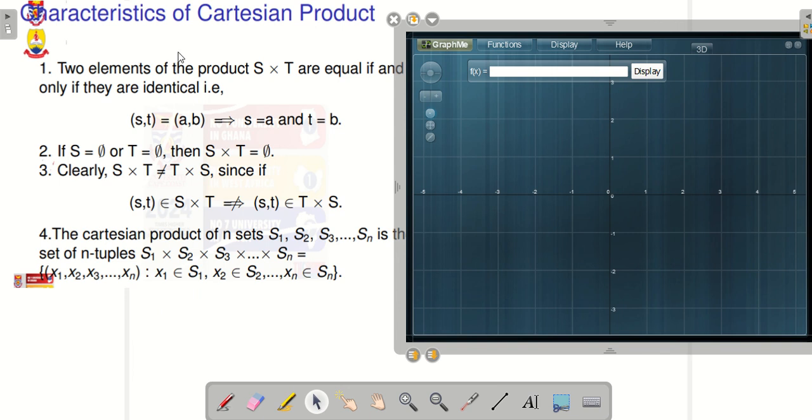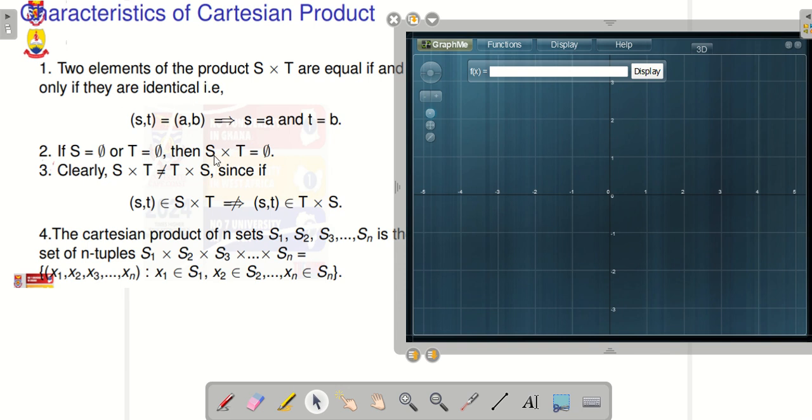Now let's look at some characteristics of the Cartesian product. The first property is that two elements of the product S cross T are equal if and only if they are identical.